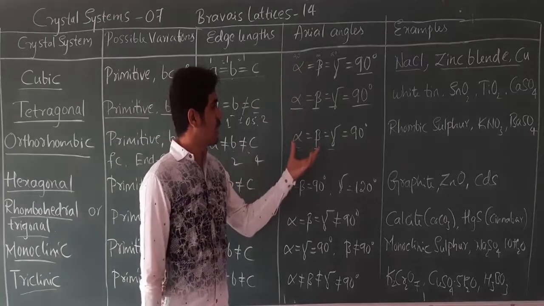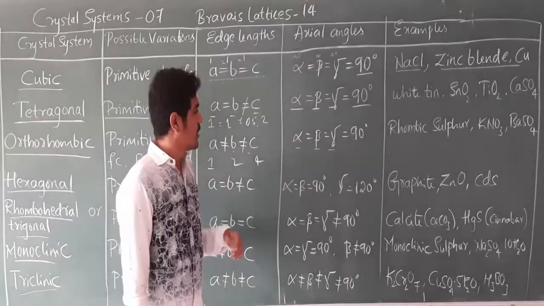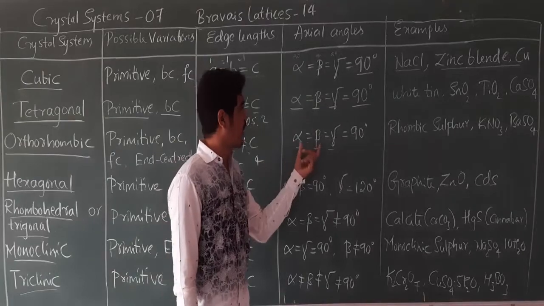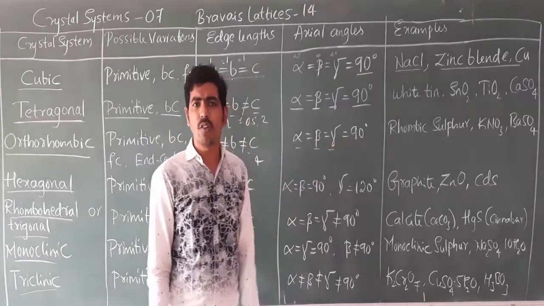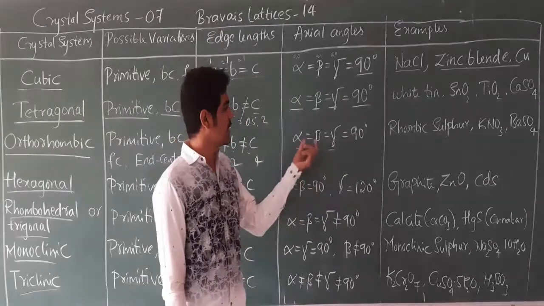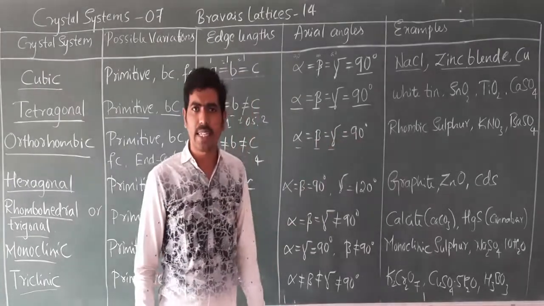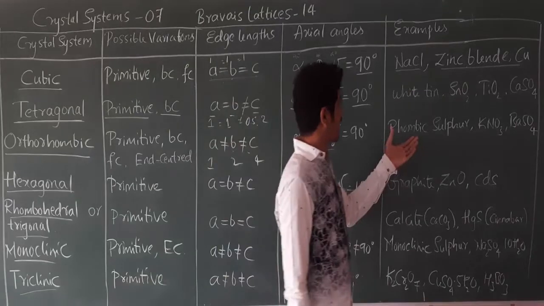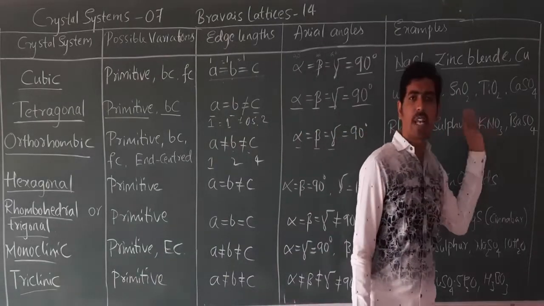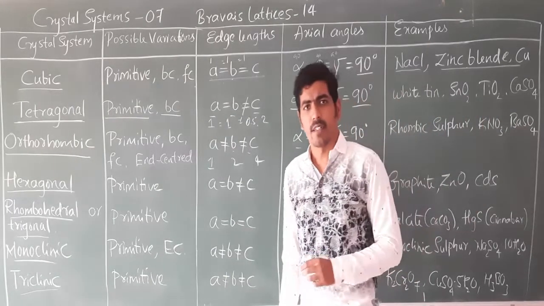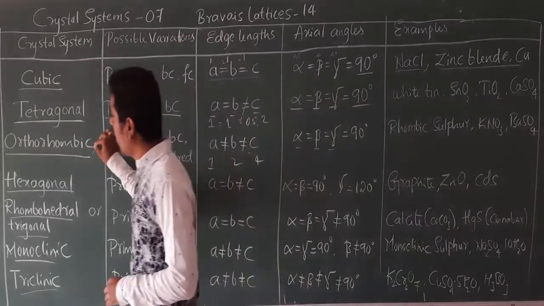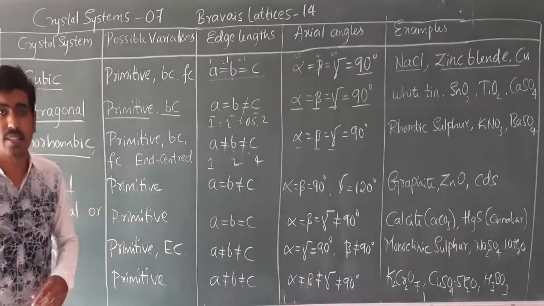And when we come to the axial angles, they are all equal and they are equal to 90 degrees. Alpha is equal to beta, beta is equal to gamma, and that is equal to 90 degrees. And now the examples are rhombic sulfur, potassium nitrate, barium sulfate. So these are the examples of orthorhombic crystal system.